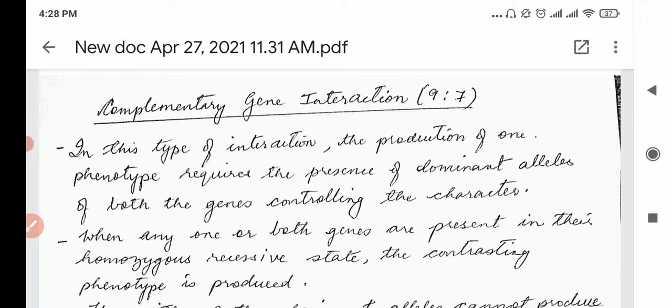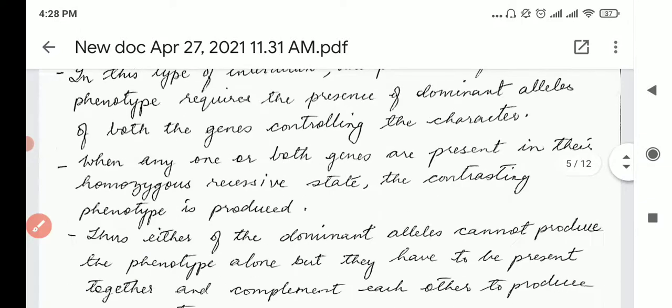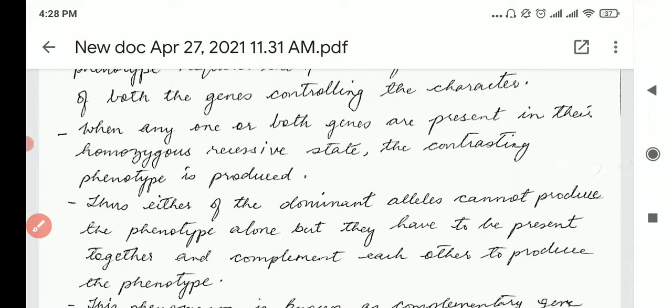Now, in this interaction, to show the phenotype, to show the trait, we require the presence of the dominant alleles of both the genes that control the character. So both the dominant ones should be present. When any or both are in the recessive state, then the other character will show. I know it's difficult to understand here, but when you see the cross, it will automatically come to your mind.